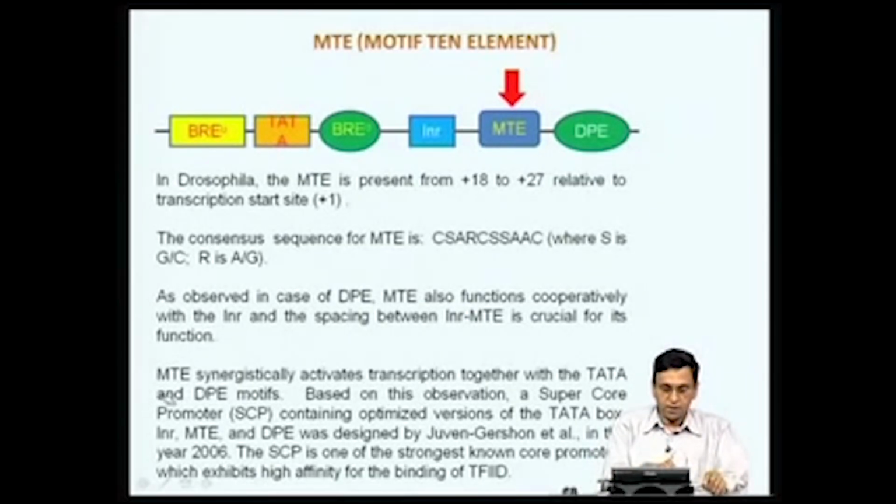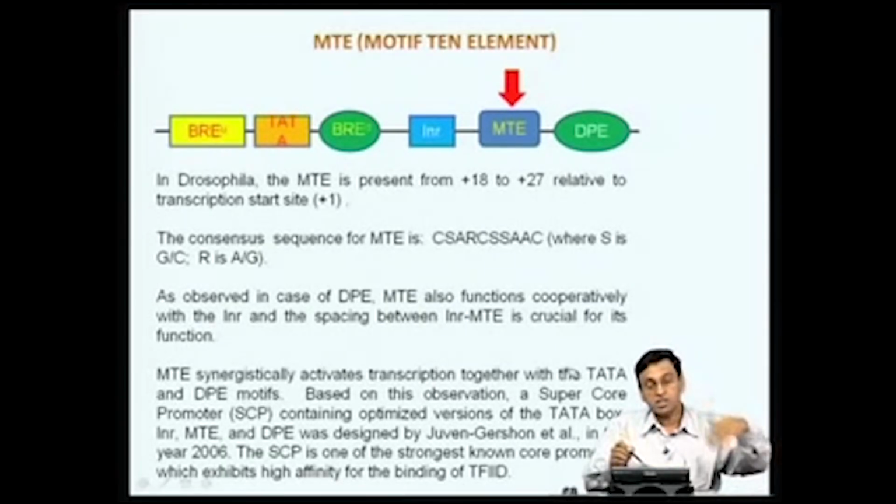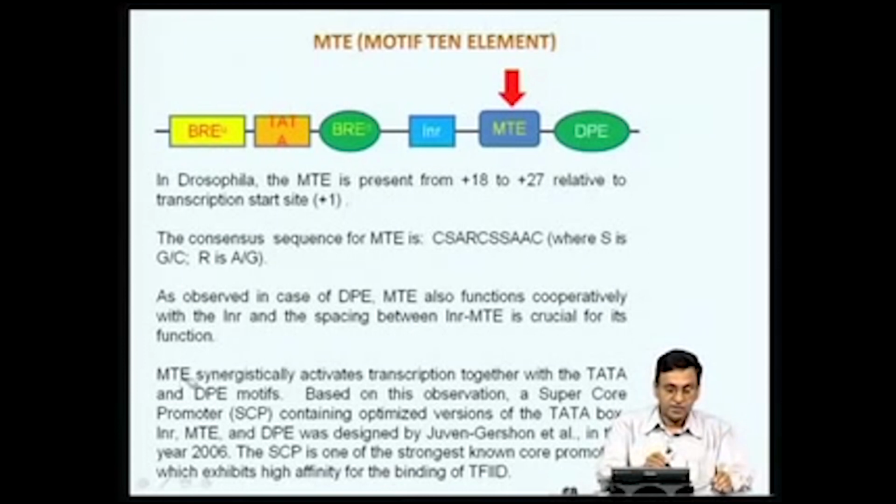Now, the MTE, which is the motif ten element, synergistically activates transcription together with TATA and DPE motifs. So, when you have a TATA box alone or TATA plus DPE motif, you get a certain level of transcription, but if you have MTE in addition to these two elements, you get much higher levels of transcription, suggesting that the MTE synergistically activates transcription in conjunction with TATA and DPE motifs.